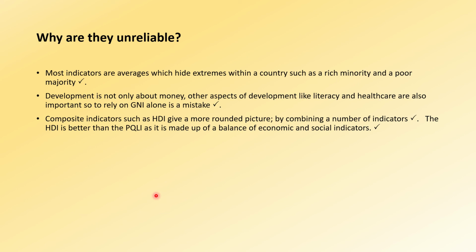A composite indicator, such as the HDI, gives a much more rounded picture by combining the indicators. Notice for this concept, you're earning a mark. Also, you can double up this mark. It's quite a clever way to score marks quickly and easily to know that the HDI is better than the PQLI because it's made up of economic and social indicators. And of course, that gives you an even more accurate view.